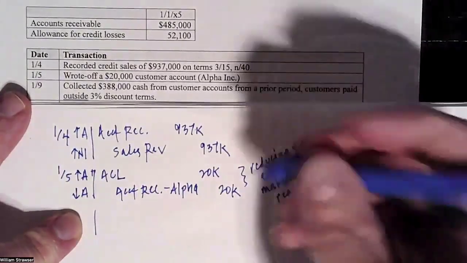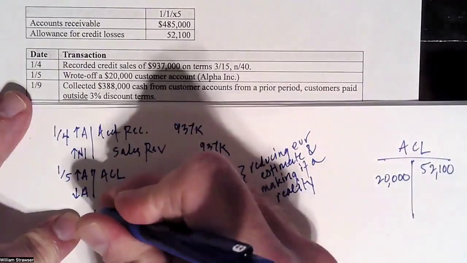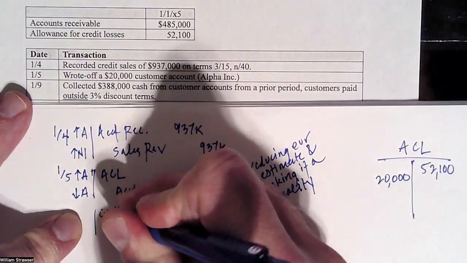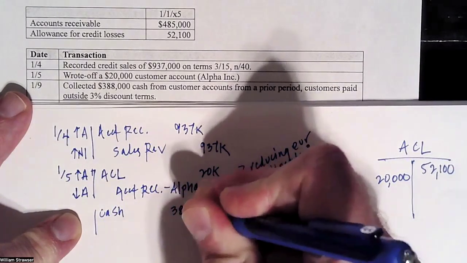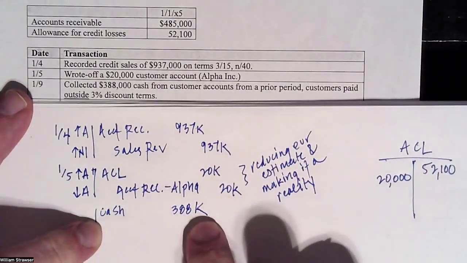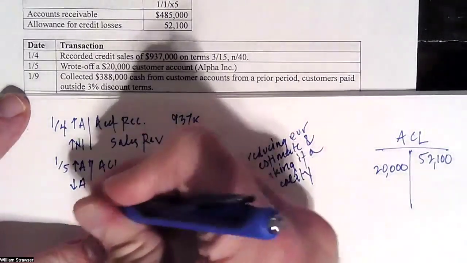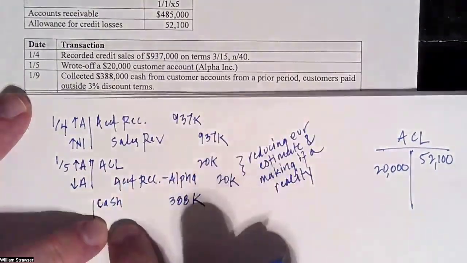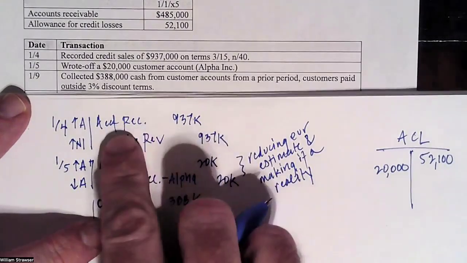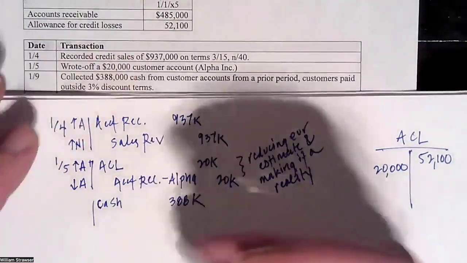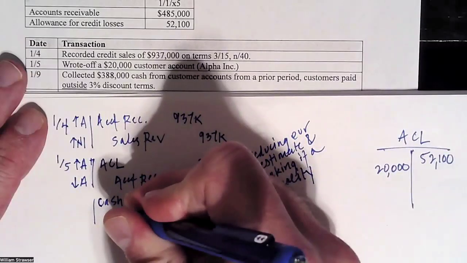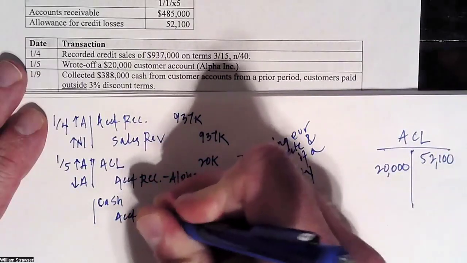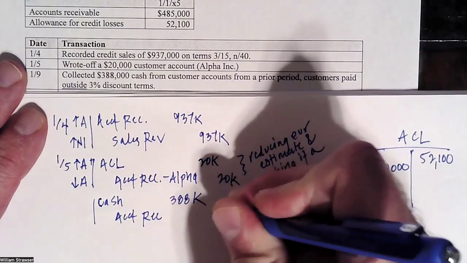Another way to think of it is I got $388,000 of cash. Well, that's full price cash because they paid outside the discount. So does that match the valuation of my receivables? Well, I'm recording my receivables at full price as well because we're under the gross method. And so the full price cash should pay down dollar for dollar the accounts receivable accounts.